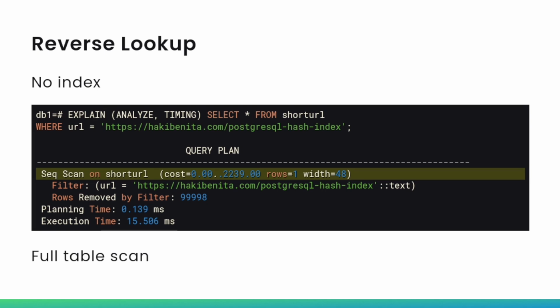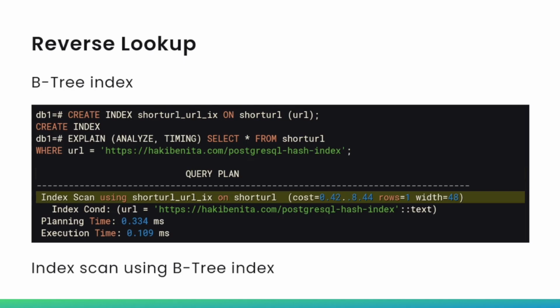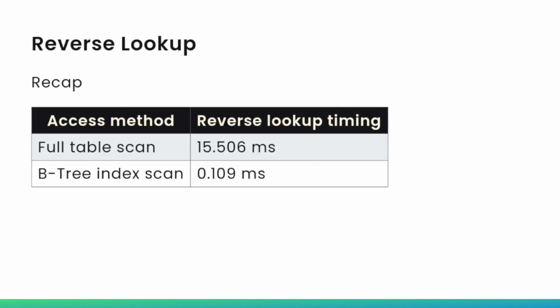So now, like 99% of the people would say, okay, we want to optimize that, so let's just add a B-tree index on it, right? Let's slap a B-tree index on the problem, and let's do create index short URL IX on short URL. We created an index. We execute the query again, and we can see that the B-tree index is used, and the execution time is reduced significantly, right?